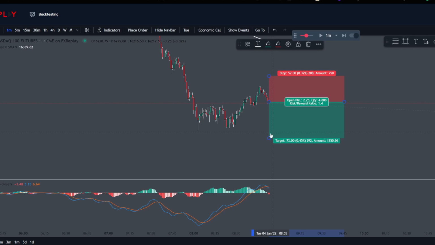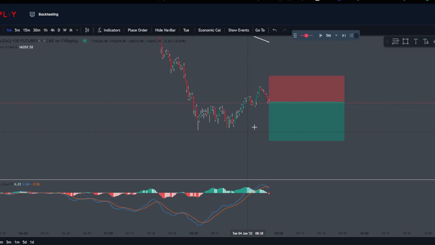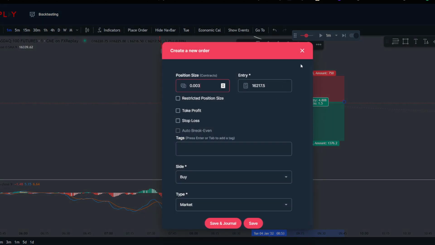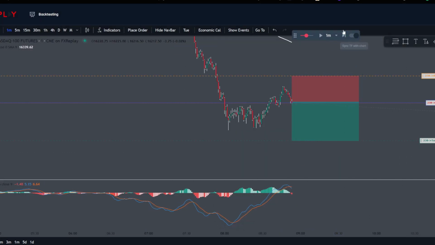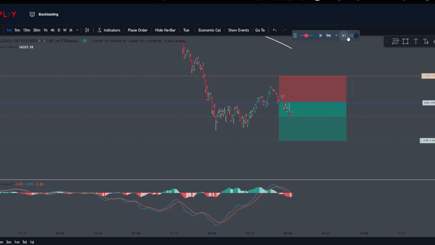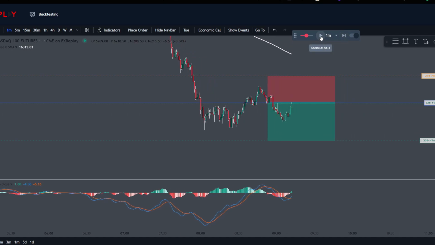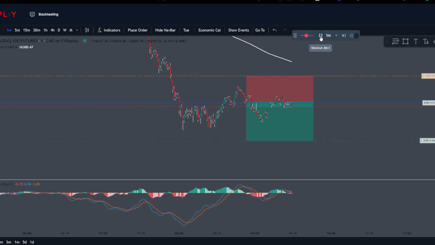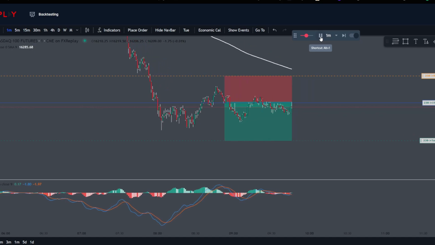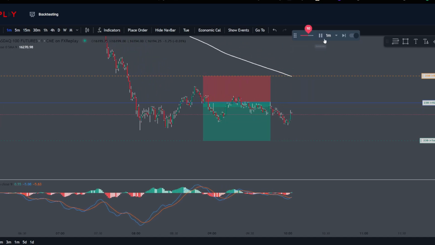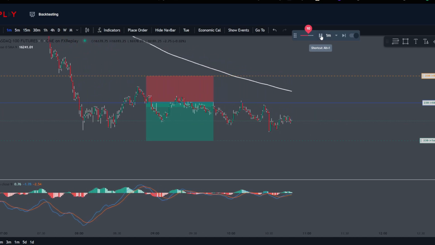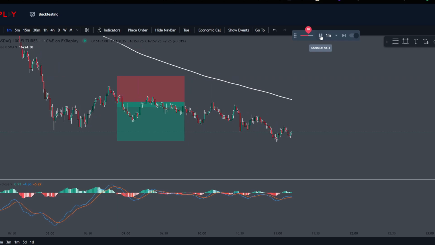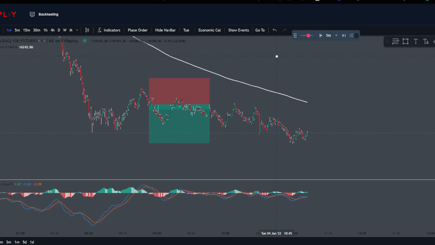Put the stop a safe distance away, 1.5. Risk 1%. And let's see what happens. First trade is a win. There you go. So let me log this and then we'll go to the next day.